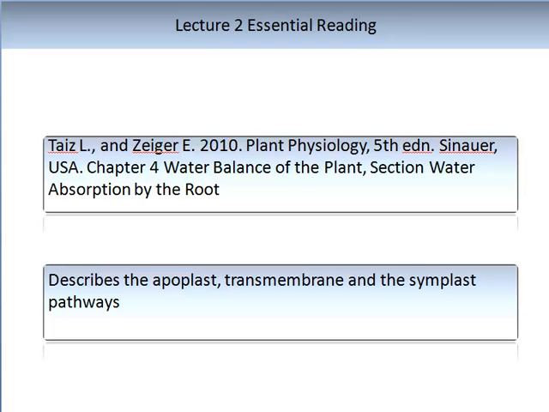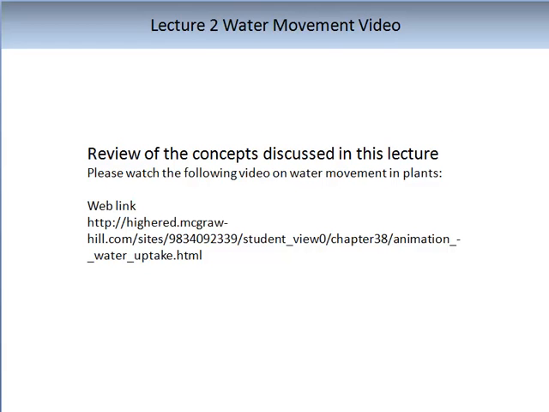An essential reading for this lecture and topic is the Taiz and Zeiger 2010 Plant Physiology prescribed textbook. In Chapter 4, Water Balance of the Plant, there is a section on water absorption by the root. Please read this and take note of the apoplast, transmembrane and the symplast pathways that are described. Please add your notes from this text to your lecture notes here. The following video on water movement through a plant can be reviewed to examine and expand on some of the concepts we have covered in this lecture.